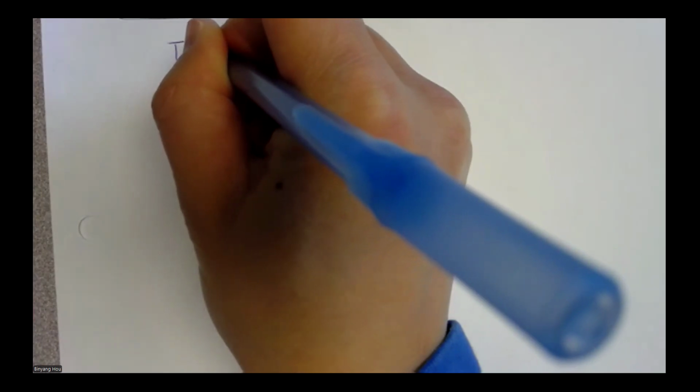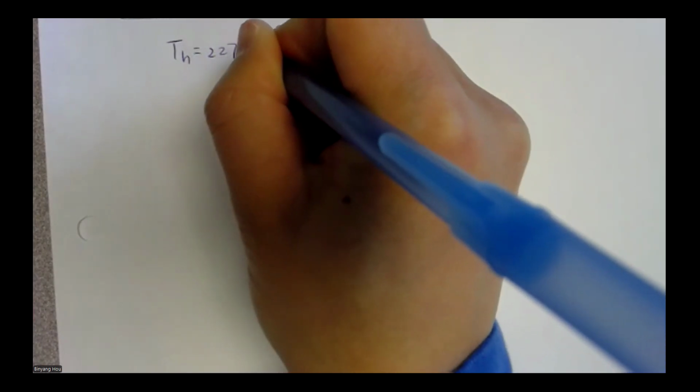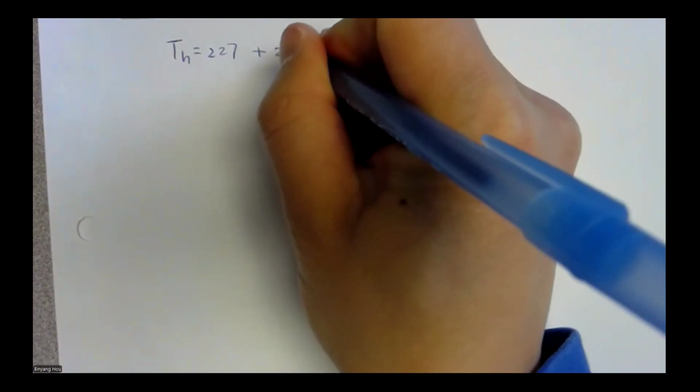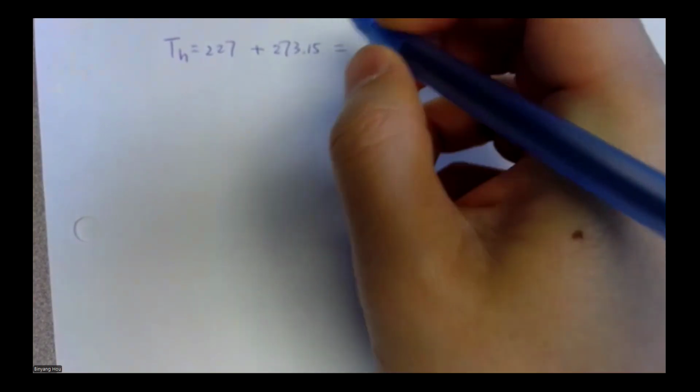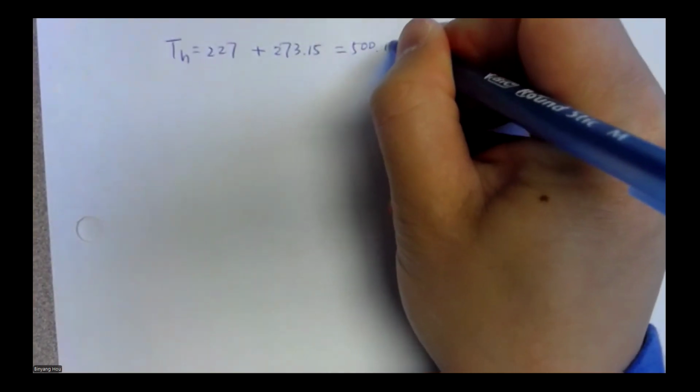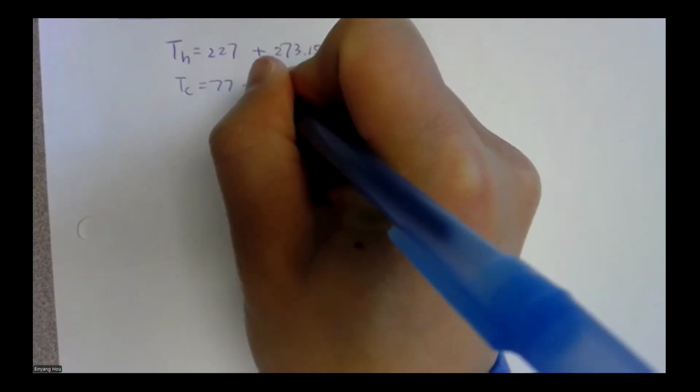So TH is given as 227 degrees Celsius. Converting into Kelvin, we do 227 plus 273.15. That gives us about 500.15 Kelvin. And TC is given as 77, also plus 273.15. That will give us about 350.15 Kelvin. So then the Carnot efficiency, see, it's not focusing well.